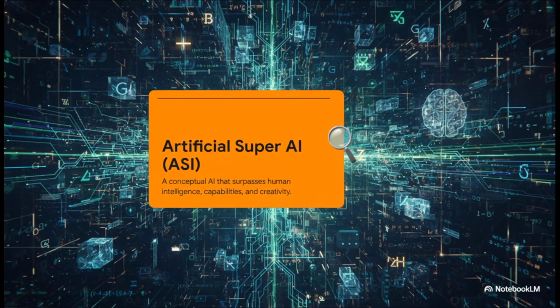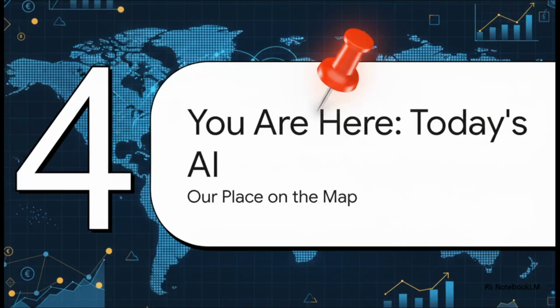And finally, we get to artificial superintelligence, or ASI. This is sometimes called the singularity. This is a conceptual AI that has an intellect that's just so much smarter than the best human brains in practically every field you can imagine, from science to creativity. It's a mind-blowing concept.